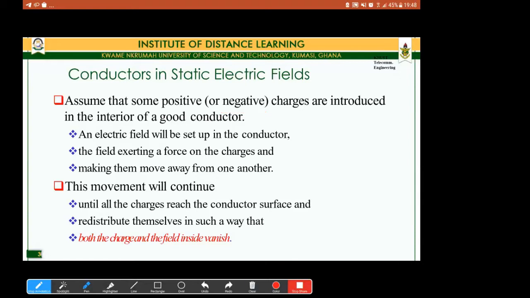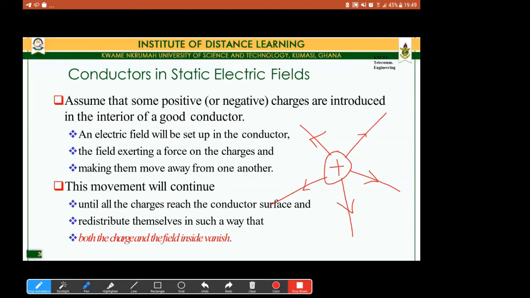You remember in our last discussion, we said if you have a positive charge like this, it will set up an electric field around it. But this was a case of what? A charge in free space, right? But this time, we're not talking about a charge in free space.